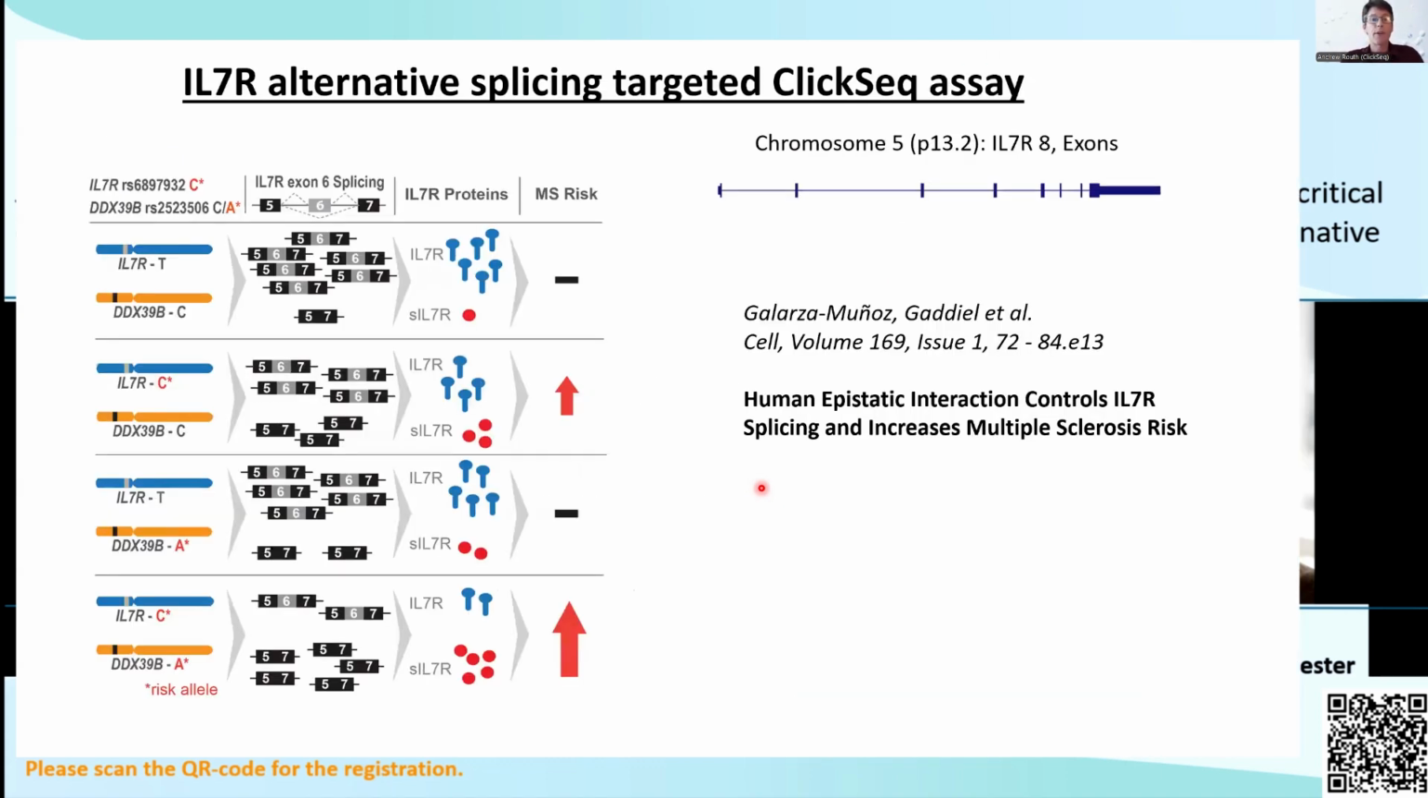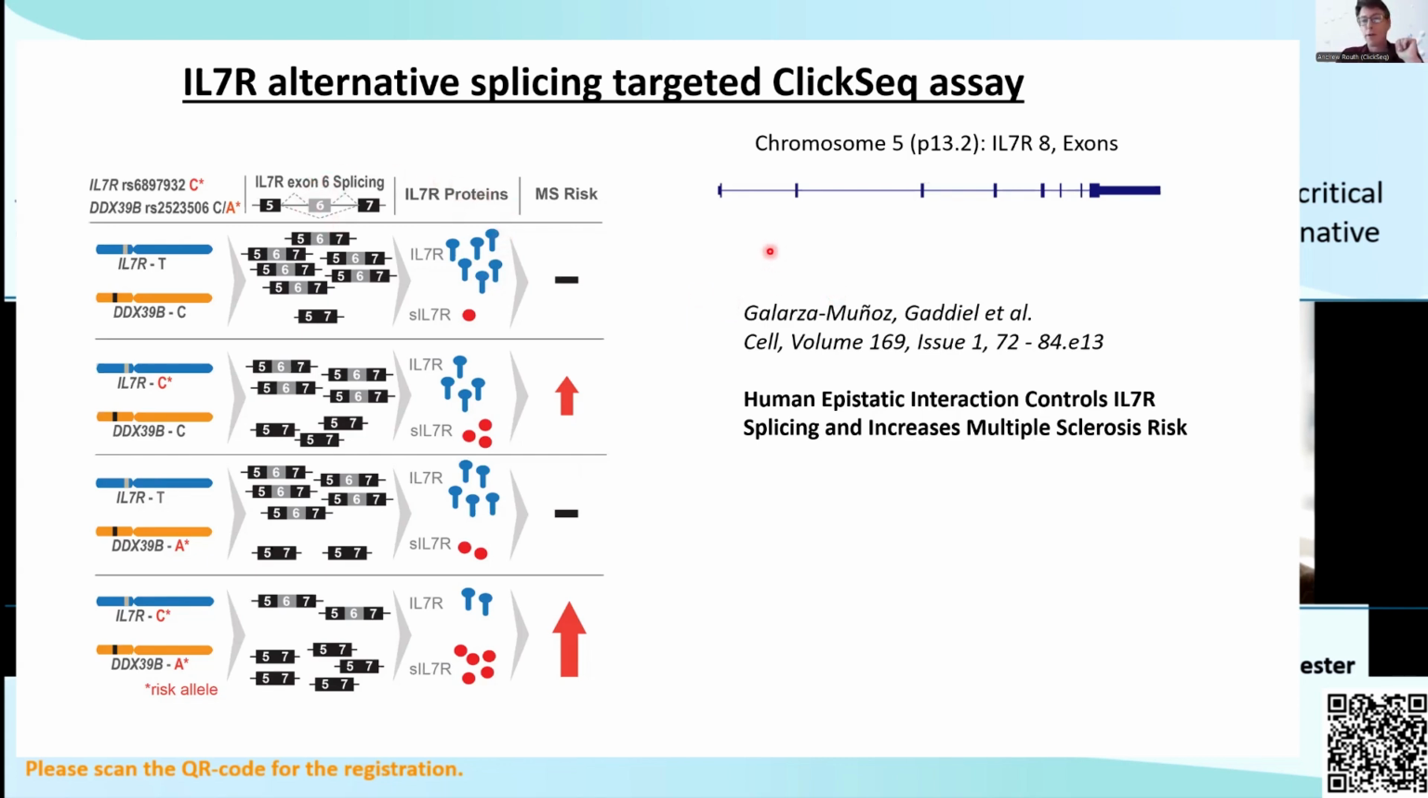And so just as a very brief example, we've been using Tiled-ClickSeq to sequence messenger RNAs in human samples now. So for example, the protein interleukin 7 receptor, there's both a soluble version that is secreted into the blood as well as a membrane-bound version. And the differences between those two types of the protein is determined by alternative splicing of this exon 6.